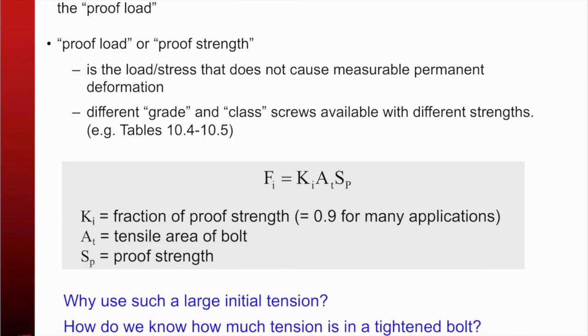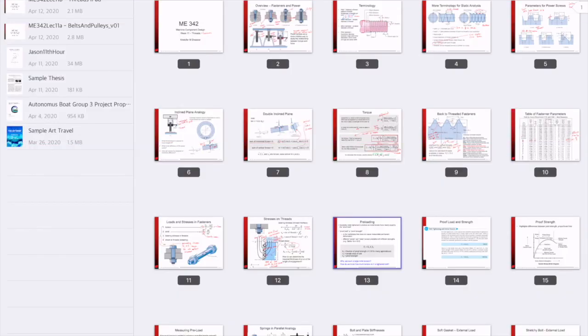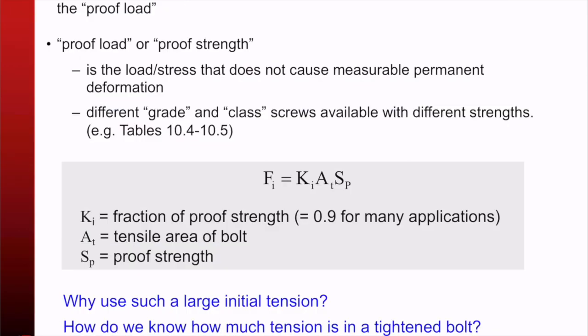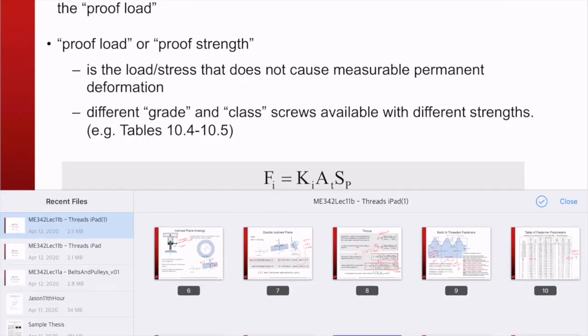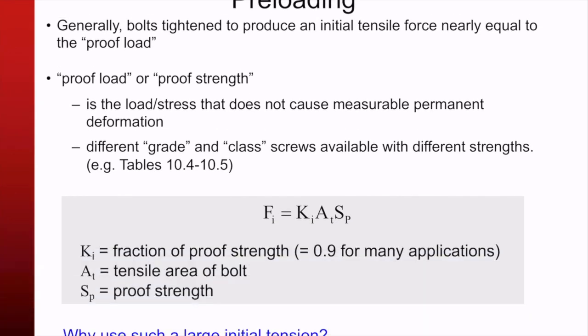Okay, finally, we got to look at, oops, get out of there. What would I do? Help. I want to go back to this one here. All right. So, yeah, here we go. Preloading, right? This is what most of us would call tightening the bolt, right? And that is, you tighten this thing to get some initial tensile force, right? And that is nearly equal to the proof load, right?